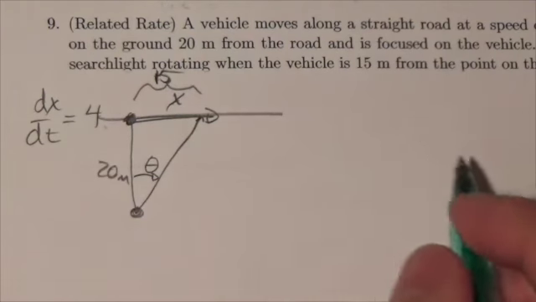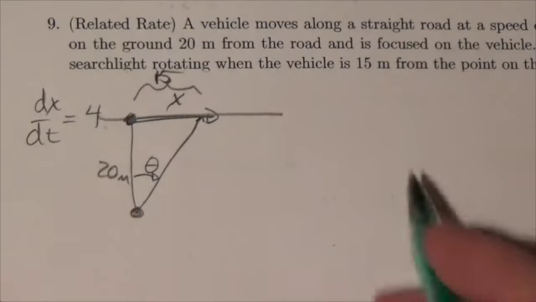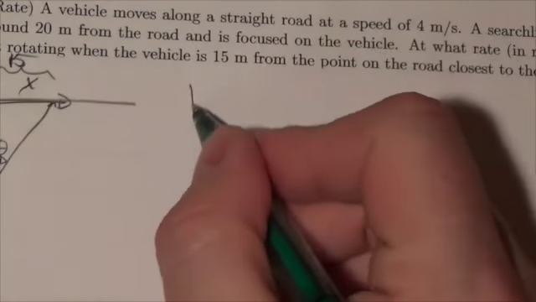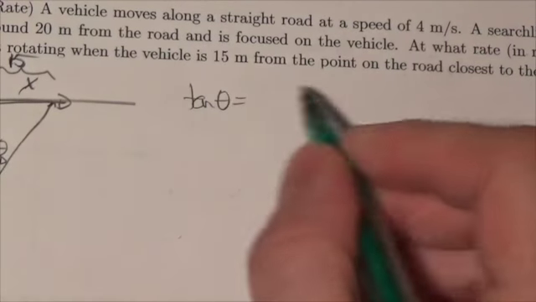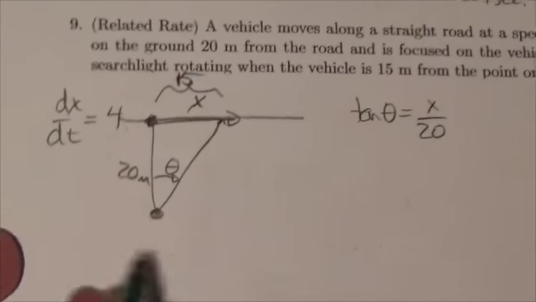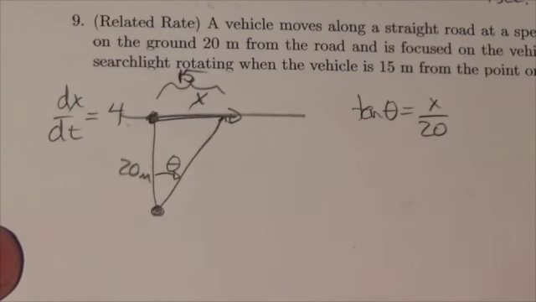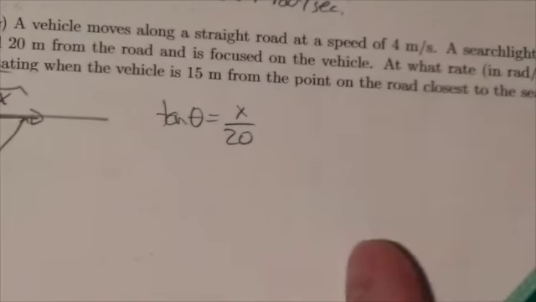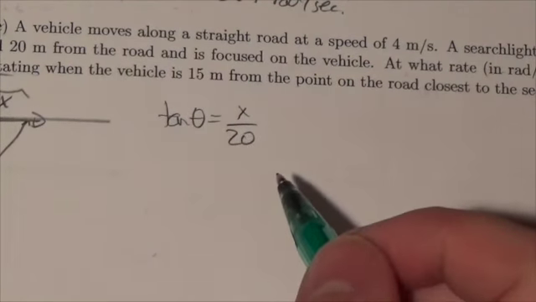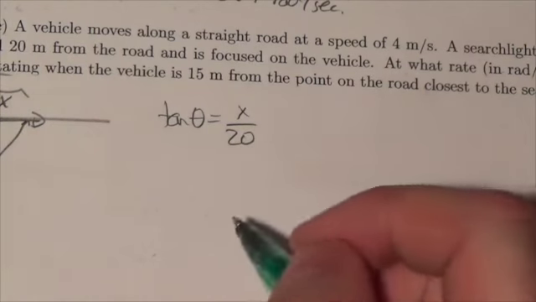I've got no information about the hypotenuse, so I think I might just do this in terms of tangent. So the tangent of theta is going to be x over 20. Now I would say x over y, but that's never going to change. That's going to be a constant here. Excellent.